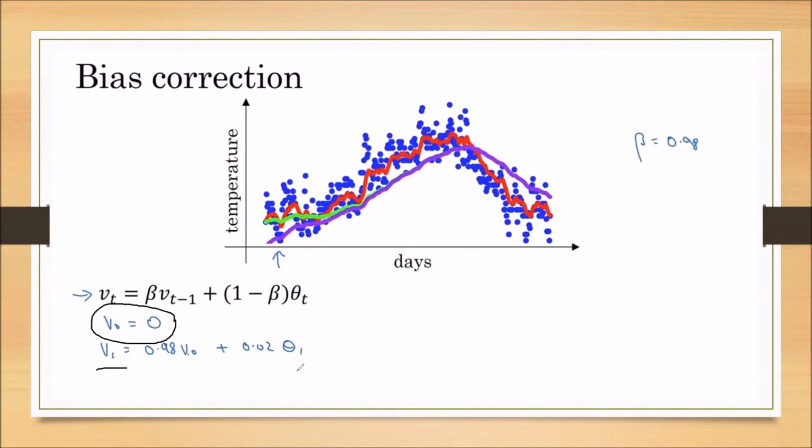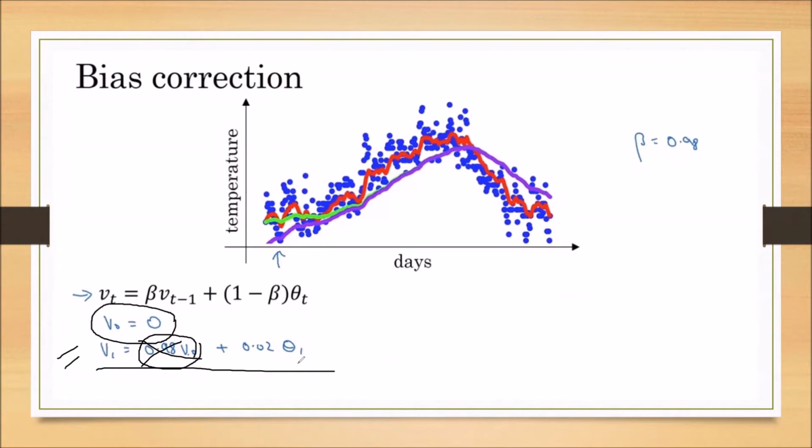If you are giving the weight 0.98, we already know we can calculate the 50 days average temperature. But first, the equation I am writing, for the first day average temperature: 0.98 into V0. What is 0.98 into V0? It is 0, so I can remove this term. Plus 0.02 theta 1. So V1 equals 0.02 theta 1.